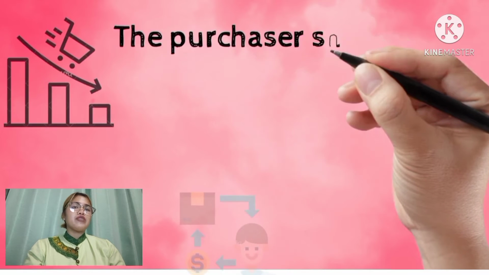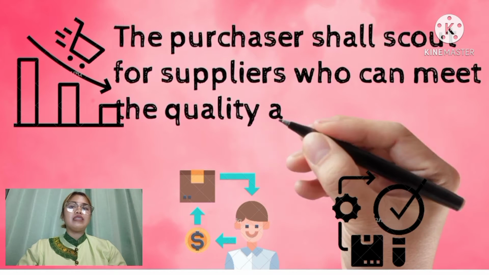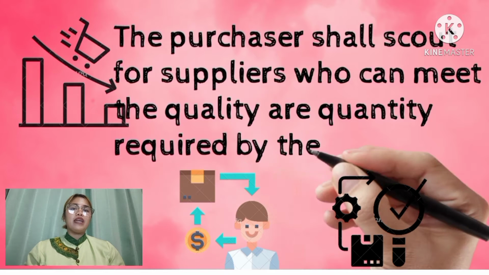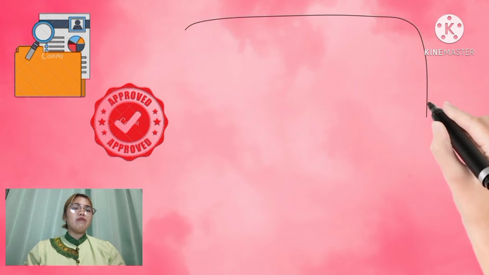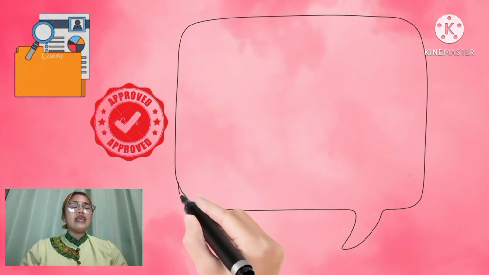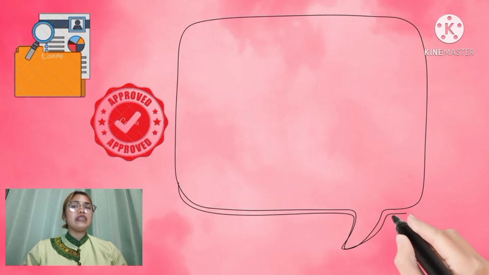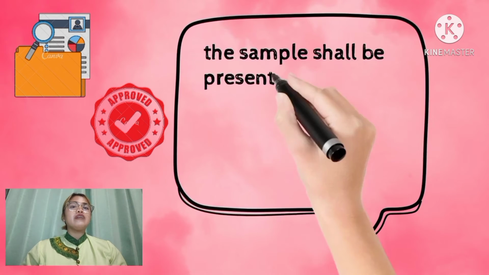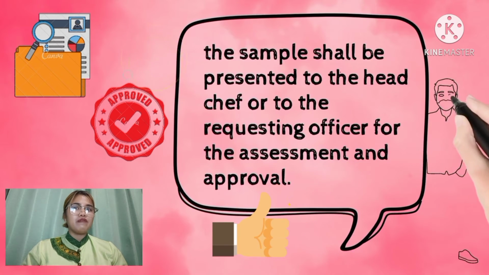Number 2, dapat po yung mga purchaser ay nag-scout po sa mga supplier kung sino po yung makakamit po ng quality and quantity na nire-require ng mga end user. And then dapat din po yung mga supplier mag-invite po sila ng magsasambit sa kanila ng formal quotation kasama po yung mga sample nila. And then po, the sample shall be presented to the head chef or to the requesting officer para po sa assessment at saka po sa approval.